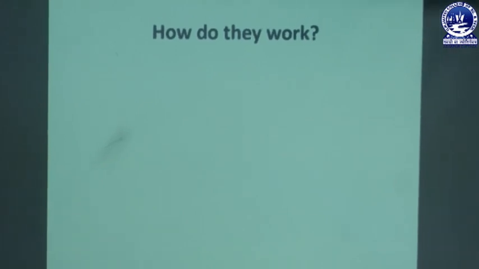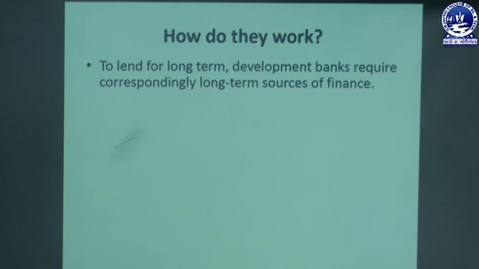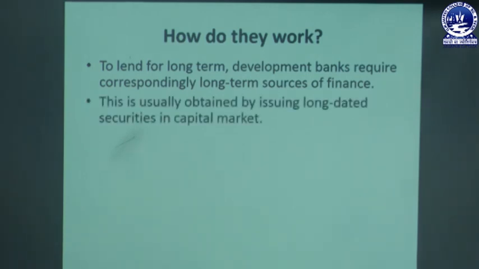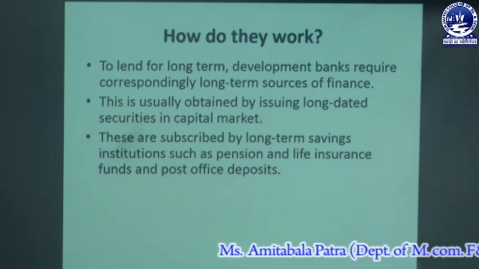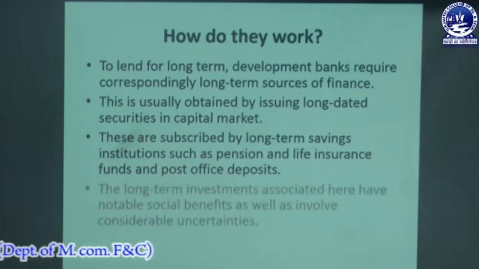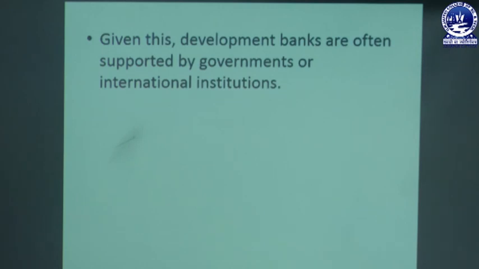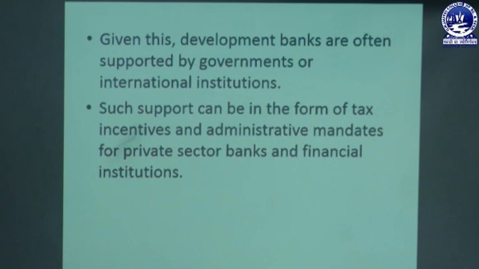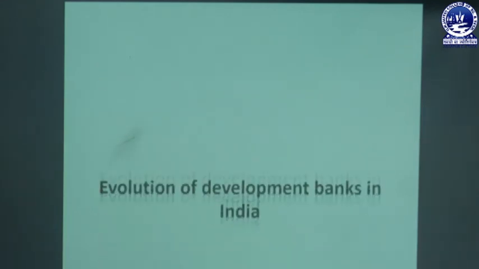Now let's understand how these development banks work. To lend for the long term, development banks require corresponding long term sources of finance, and this is usually obtained by issuing long dated securities in the capital market. These are subscribed by long term savings institutions such as pension and life insurance funds and post office deposits. The long term investments associated here have notable social benefits as well as considerable uncertainties. Given this, development banks are often supported by governments or international institutions, and such support can be in the form of tax incentives and administrative mandates for private sector banks and financial institutions, to help them invest in securities issued by the development banks. So this is how the development bank works.